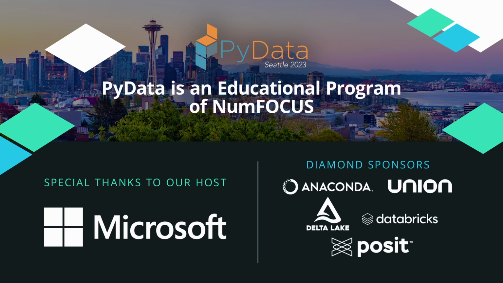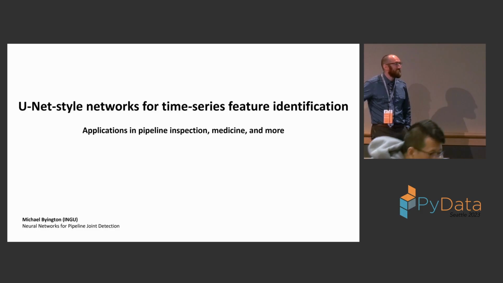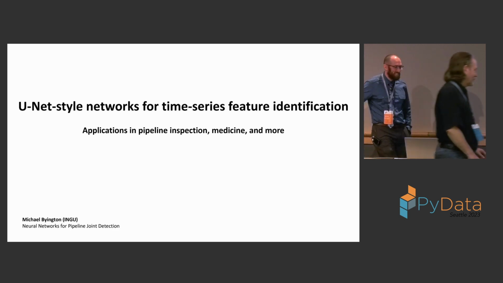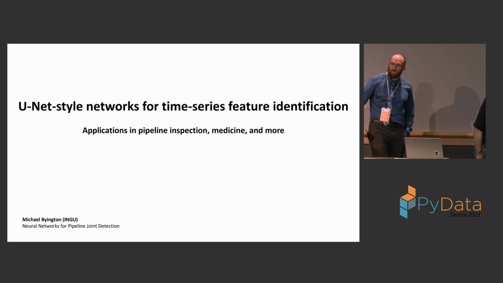Session here with Michael Byington. I asked him how I should introduce him today. He said he's a tree climber. He has done a lot of stuff, so that describes him. But I'll let him introduce himself a little bit more if he wants to. He will talk today about U-Net style networks for time series feature identification.